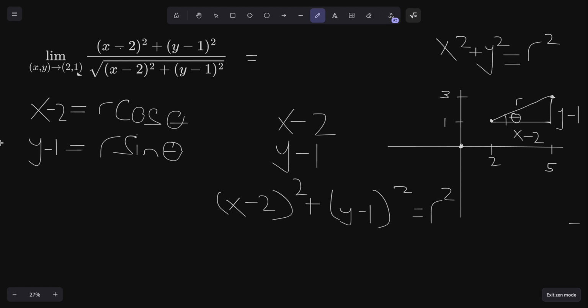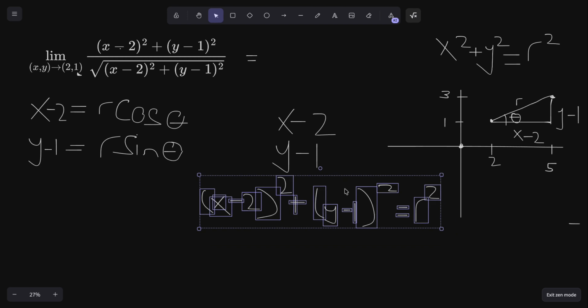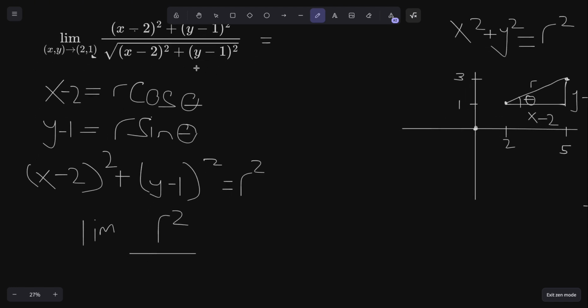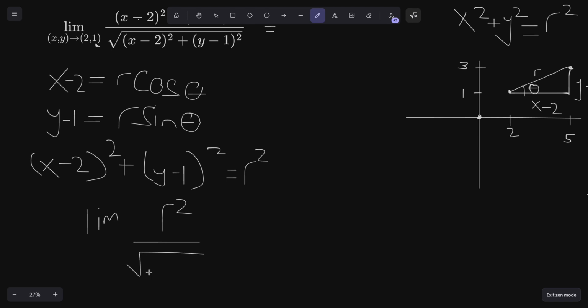Now that we have all these values, it's time to make the substitutions. So what's (x minus 2) squared plus (y minus 1) squared? That's just going to be r squared, right? So this is going to be the limit as... or let's just not write it yet. Let's just do r squared first. What's the denominator? That's the square root of r squared.